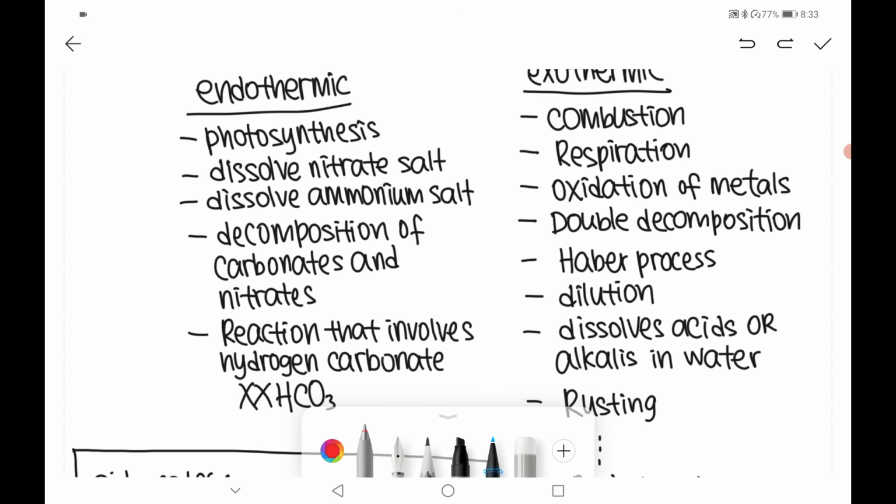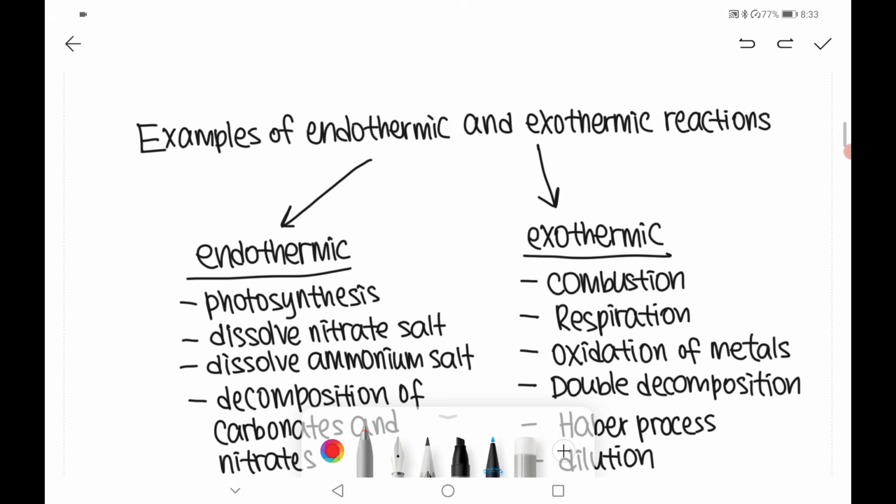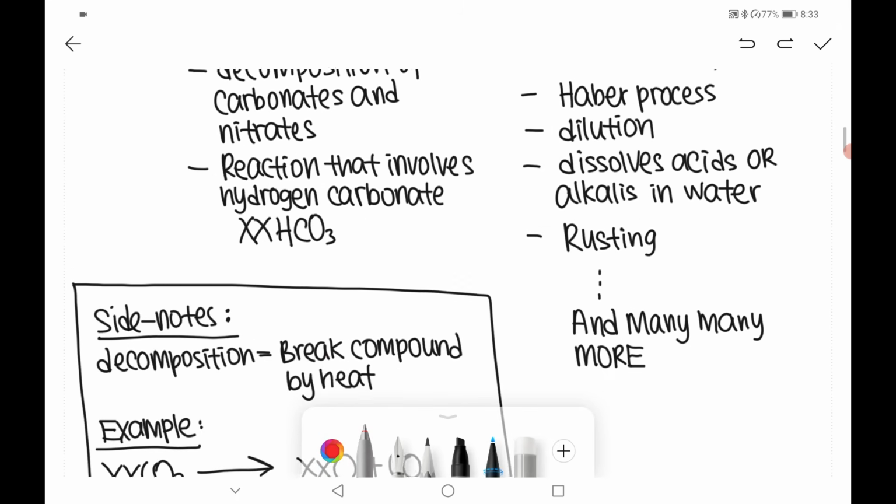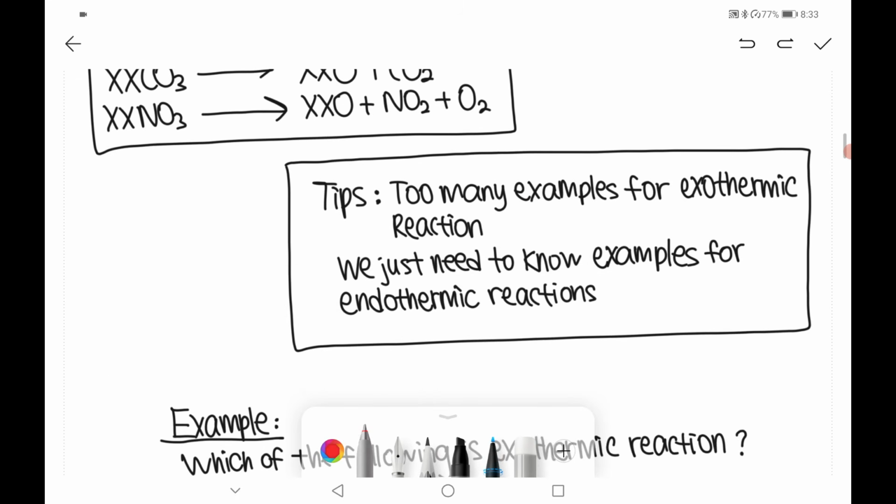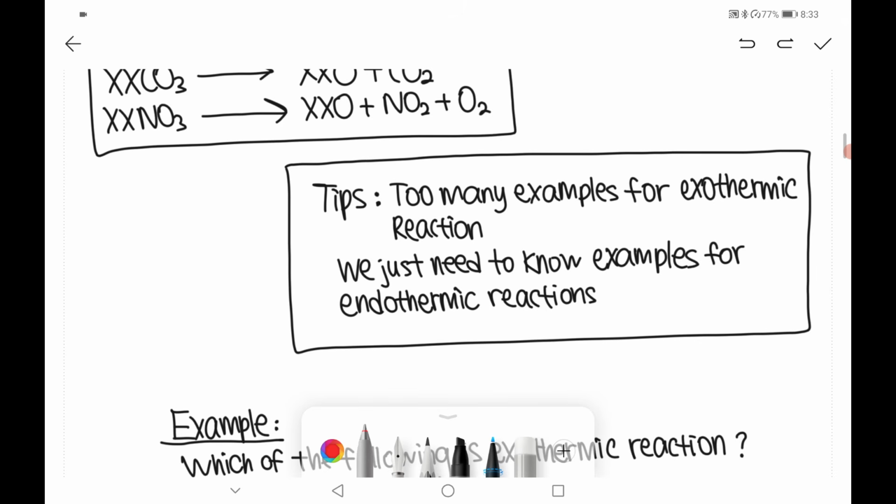That's it. So if you don't know what is the example of endo, or you don't know what is the example for exo, it is okay. You will just lose 1 mark in your paper. That's it. But if you really want to memorize, you don't need to memorize more. You don't need to memorize all. So this is the tip for you.